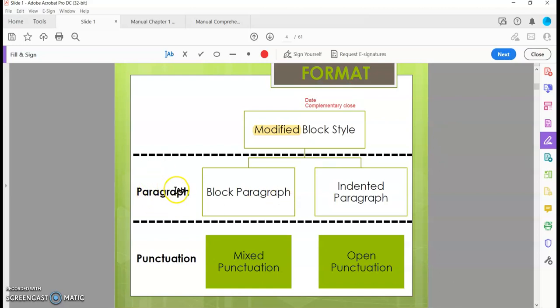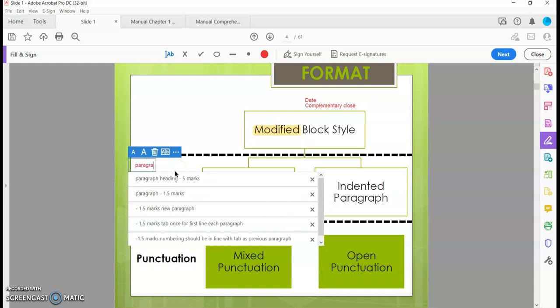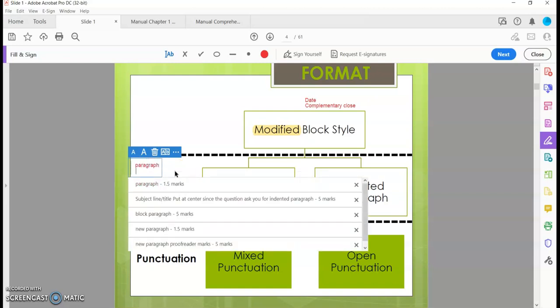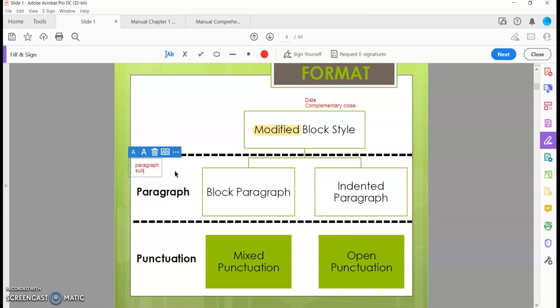Secondly is about the paragraph. We have 2 types: the block paragraph and the indented paragraph. The types of paragraph will affect 2 parts. Number 1 is the paragraph, definitely, and number 2 is the subject line. So what are the differences between block paragraph and indented paragraph in terms of paragraph and also subject line?